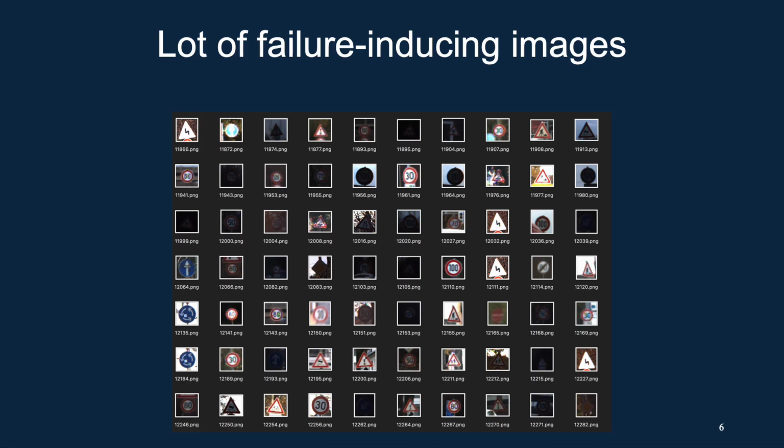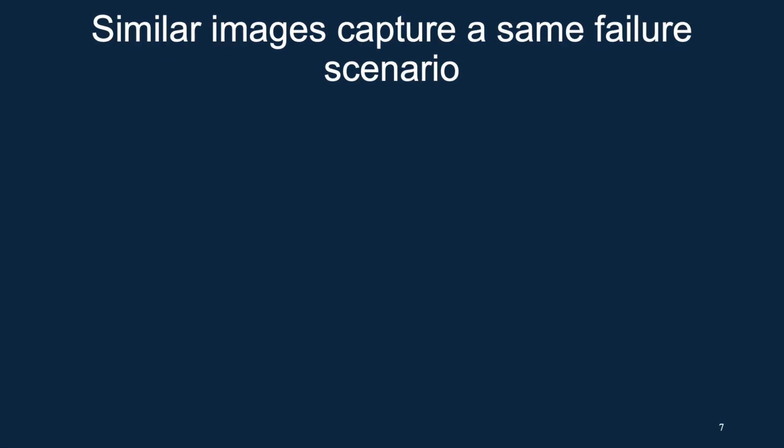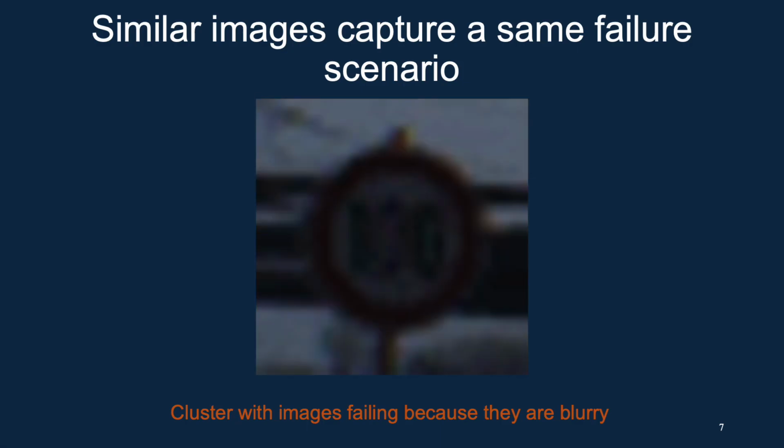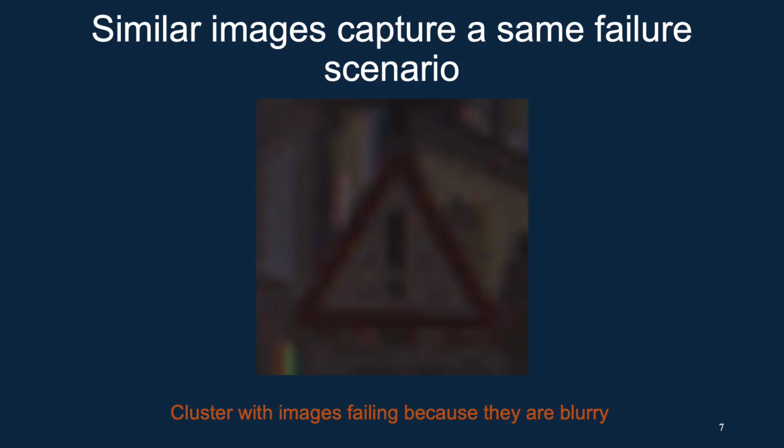However, we may have a lot of inputs leading to failure, and inspecting them all to identify what the failure scenarios are could be difficult. Our idea is to group together similar error-inducing images because they capture the same failure scenario. For example, this cluster represents images that failed because the images are too dark and blurry.